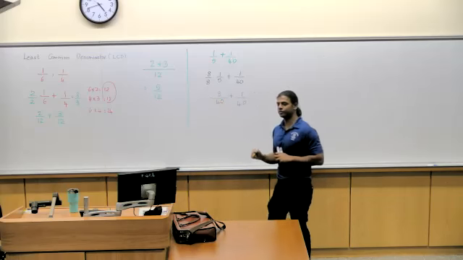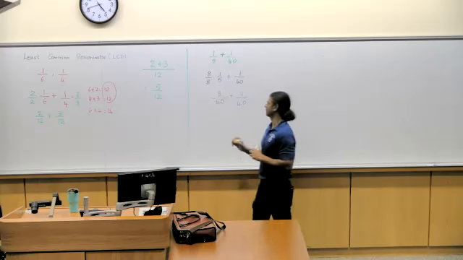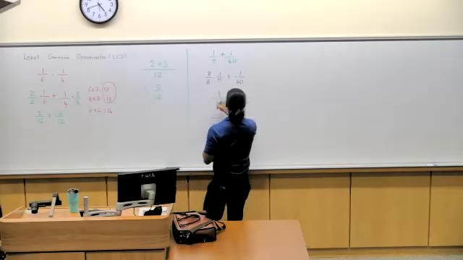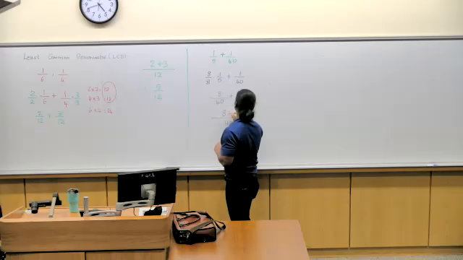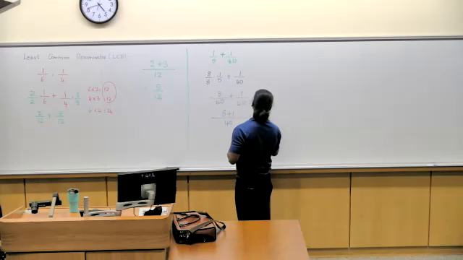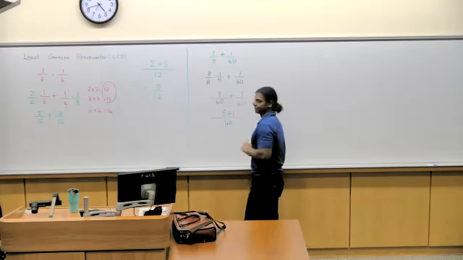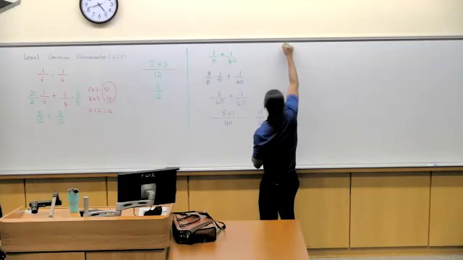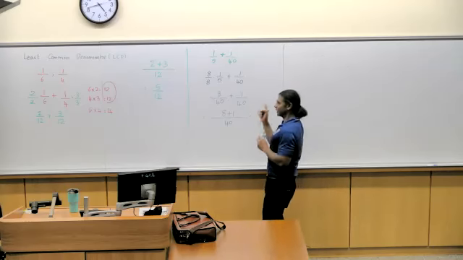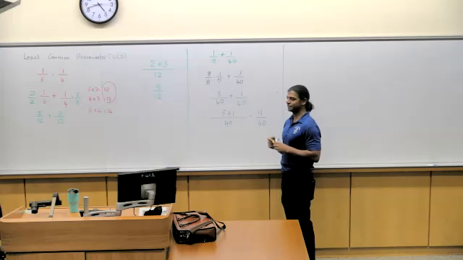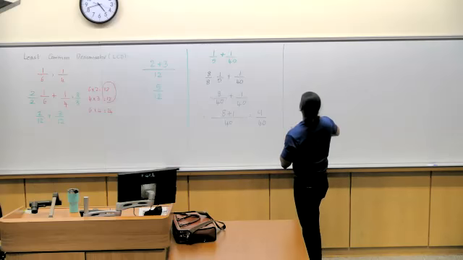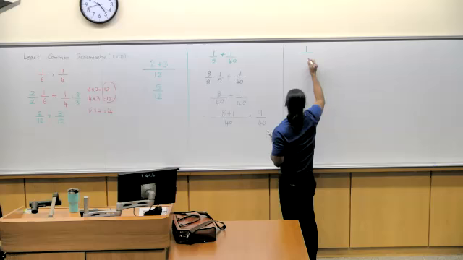Do we have a common denominator? Yes. So we simply add the numerators. 8 plus 1, I get 9/40. Good. Are we comfortable with the numbers? Let's throw in some variables. And I'm going to start simple.